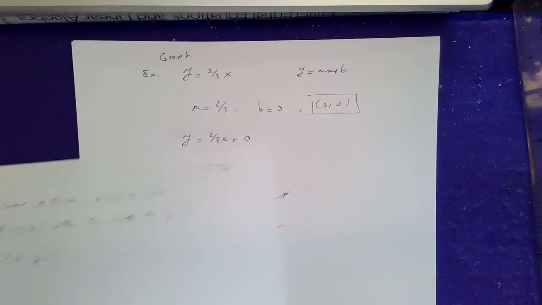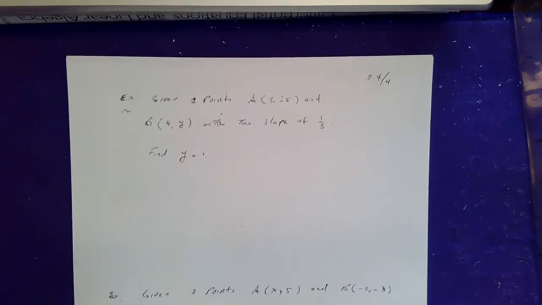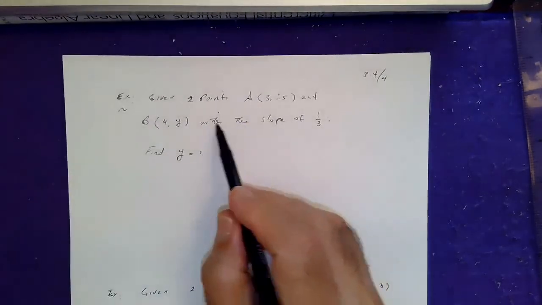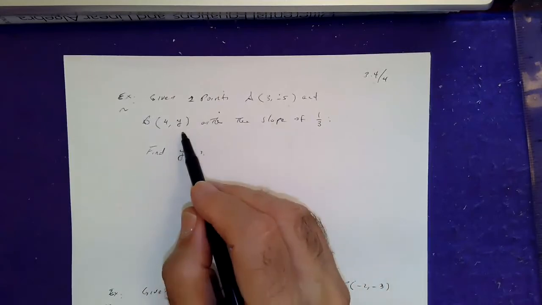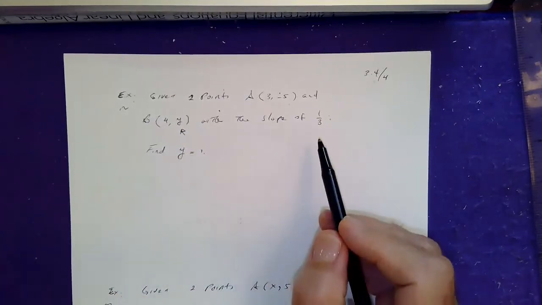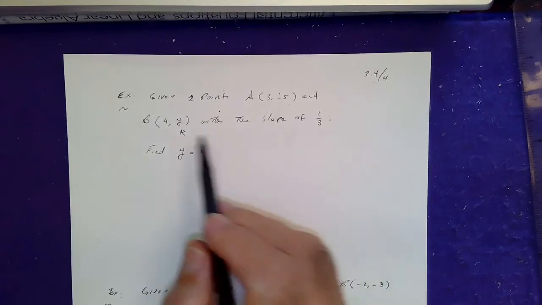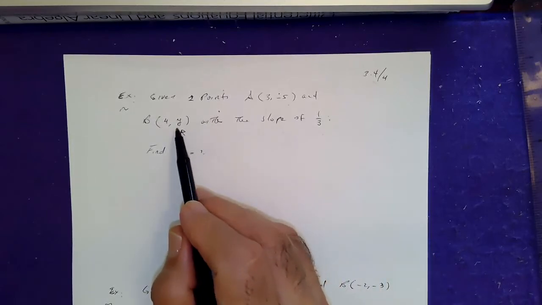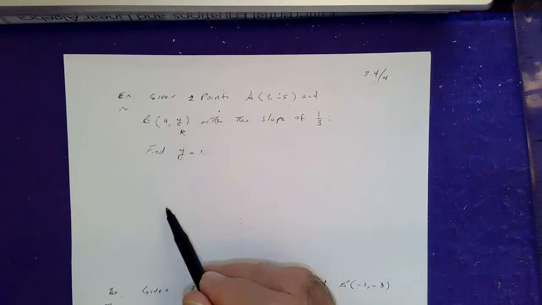And now let's get back to the last topic of this section. Sometimes they give you 2 points on a line, but one of the components of one of the points is missing. However, they tell you what the slope is. The question is, find the missing component of one of the points on the line.